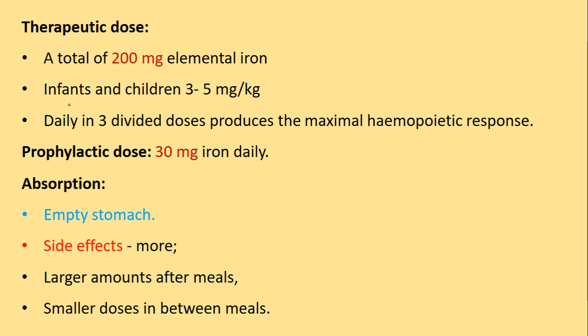So coming to the therapeutic dose, a total of 200 milligram of elemental iron will be used as a therapeutic dose. In infants and children, it will be 3 to 5 milligram per kg, and it will be a daily dose which will be divided into 3 doses. So thereby it can produce maximal hematopoietic response. Prophylactically, you can use 30 milligram of elemental iron daily.